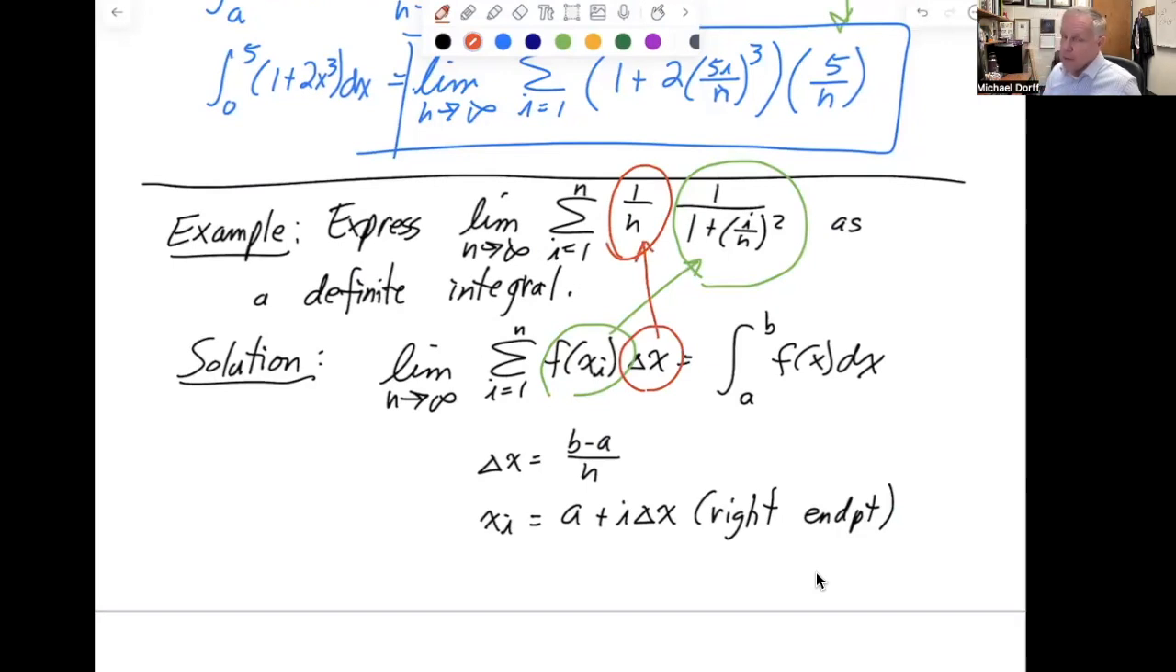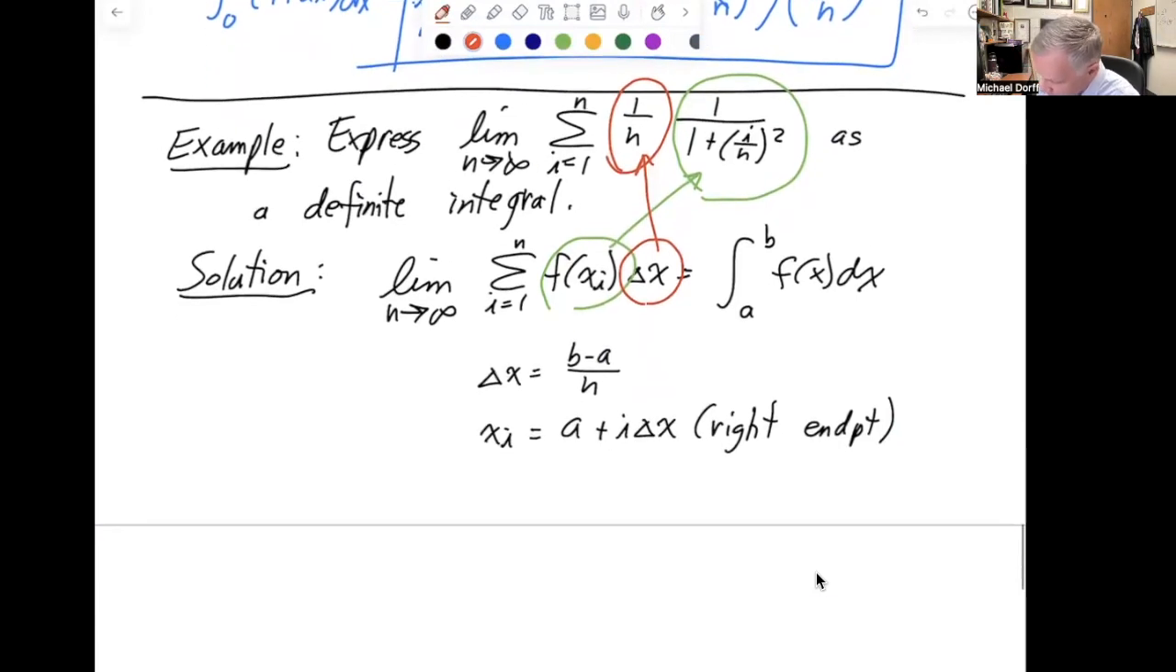It doesn't matter that I switched the order, that the 1 over n comes first in the given problem. Because it's a multiplication, it doesn't matter which order they come in. But what's important is to realize which one has the i's in it, and the term that has the i in it is going to become my f of x sub i, and the other one's going to be the delta x.